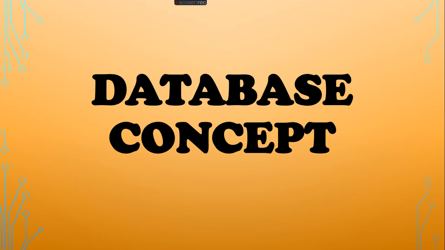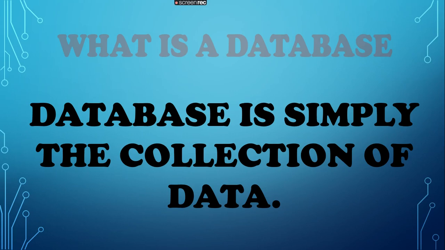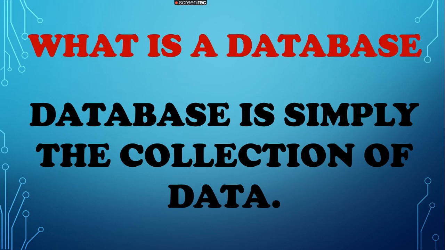So we are starting with database concept. First of all, what is a database? Now we say a database is simply the collection of data. That is the definition of a database. When we talk of a database, that is just organizing the data for data collection. When we say data, what is it? The raw unprocessed facts, while information is processed data.